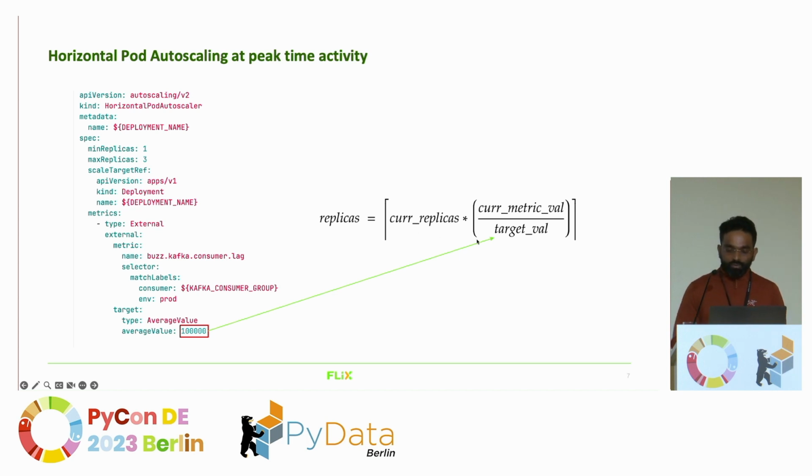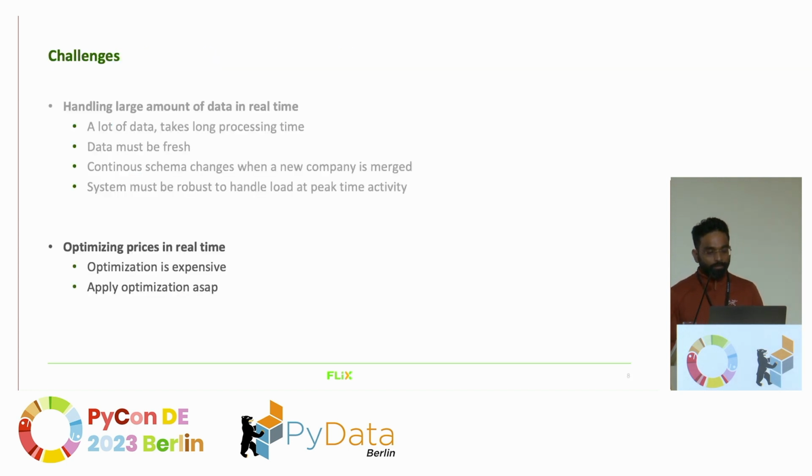So if you have, let's say, a desired number of 1,000 and your current consumer lag is 2,000, then it will have like 2 replicas or something like this. So this is very important to handle the peak load in our application. So now we have the data ready. We have very fresh data in our database, and now we are ready to optimize the prices.